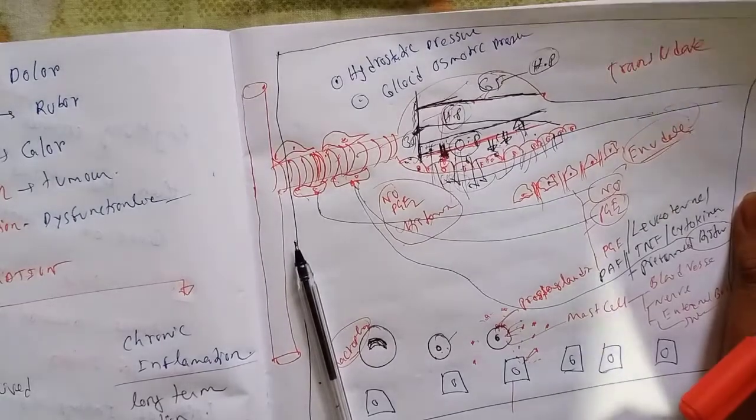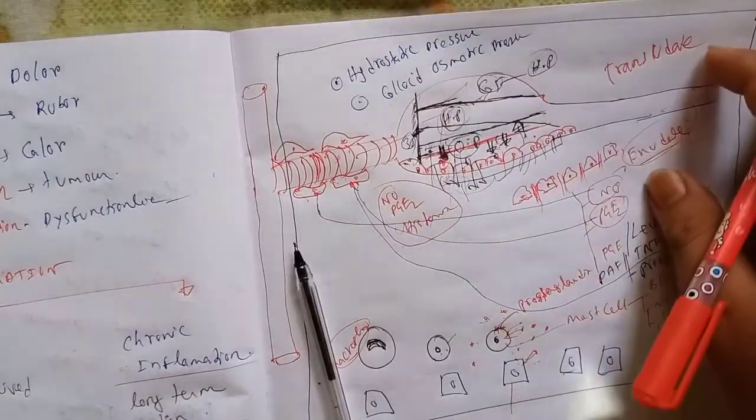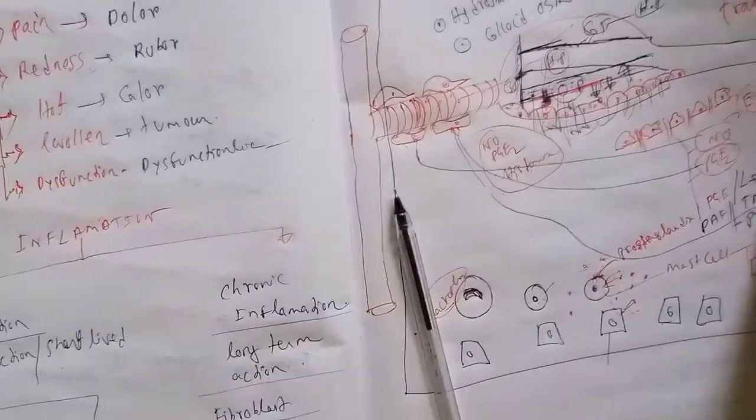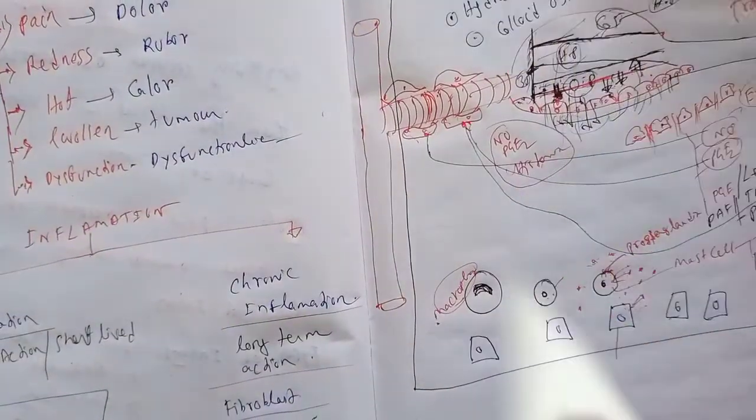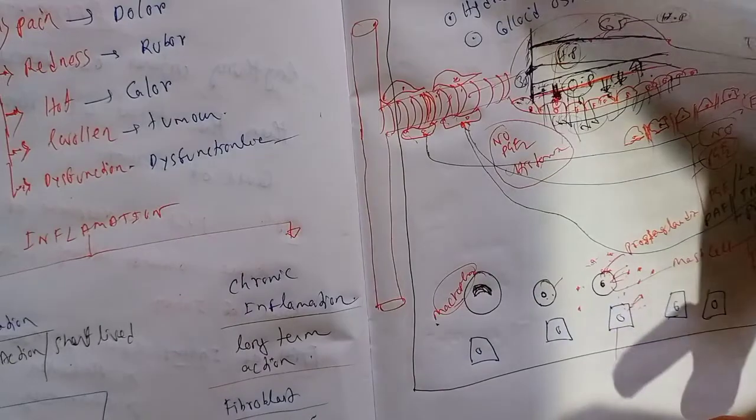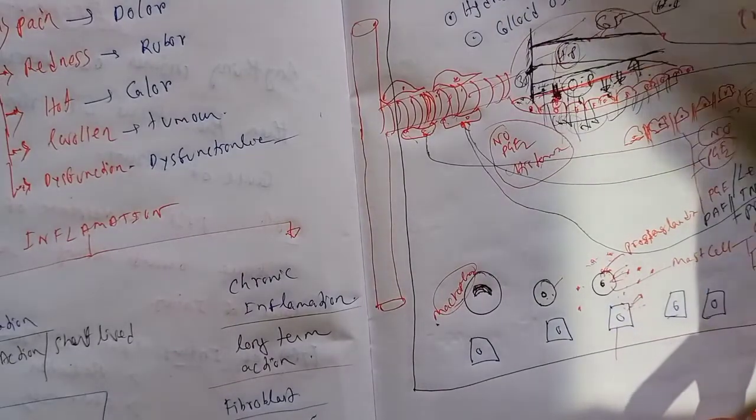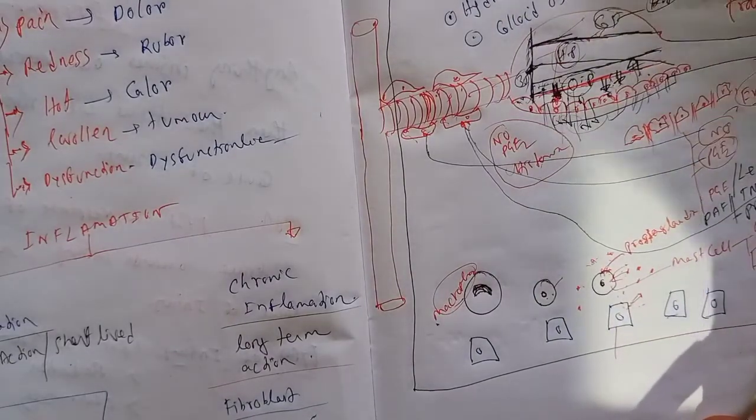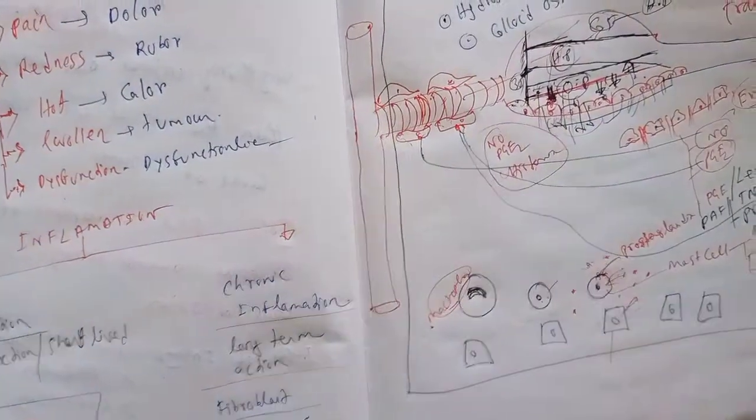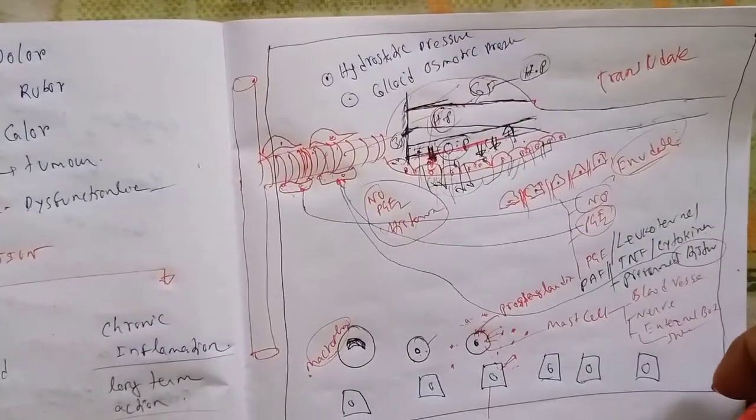So guys, this was a very short video on the inflammation process, and I will upload the next videos stage by stage. There are more steps, the cellular events. This is the normal mechanism for the hydrostatic pressure and the osmotic pressure here. It is very important, guys, and I hope you have understood.